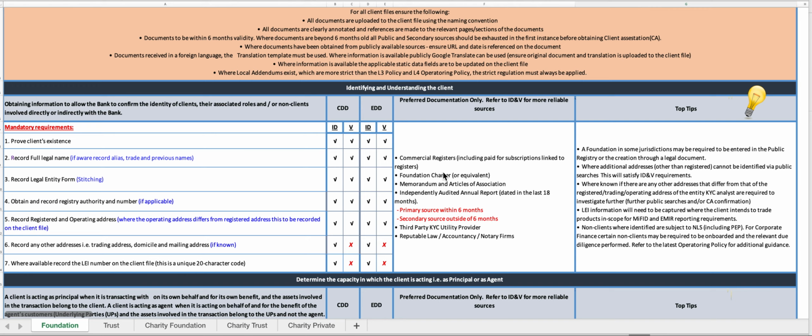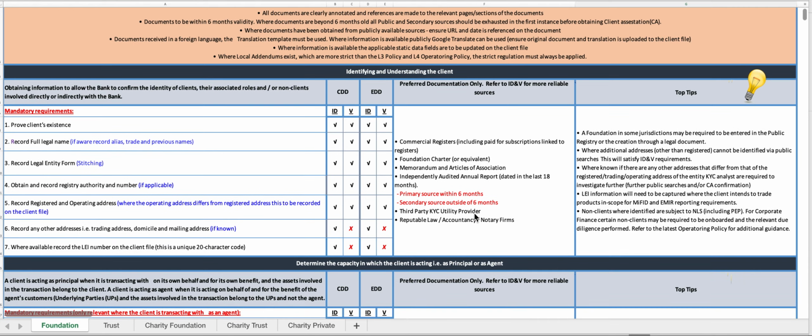Most of this material you can find through commercial registers, foundation charters, articles of association, annual reports, primary and secondary sources. Usually it has to be within 6 months, but that varies from client to client, company to company where you work. It could be 1 year, it could be 3 months. A lot of times you can actually just get a client attestation. So if, let's just say, a company only accepts up to 6 months, you can get an attestation from your client to confirm that it's still valid, and that usually counts as a primary source. But like I said, it is dependent.